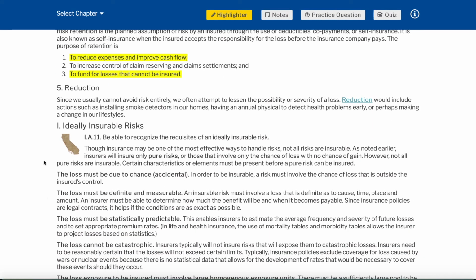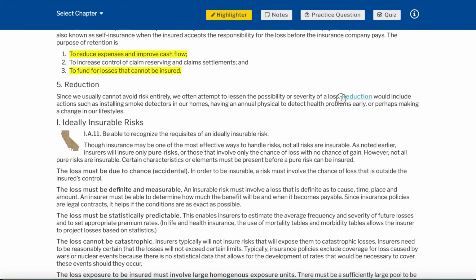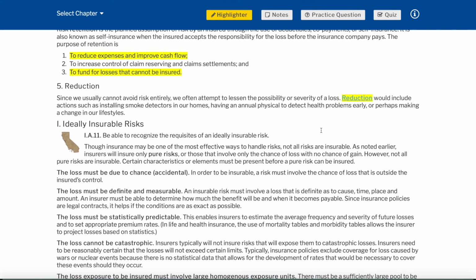5. Reduction. Since we usually cannot avoid risk entirely, we often attempt to lessen the possibility or severity of a loss. Reduction would include actions such as installing smoke detectors in our homes, having an annual physical to detect health problems early, or perhaps making a change in our lifestyles.